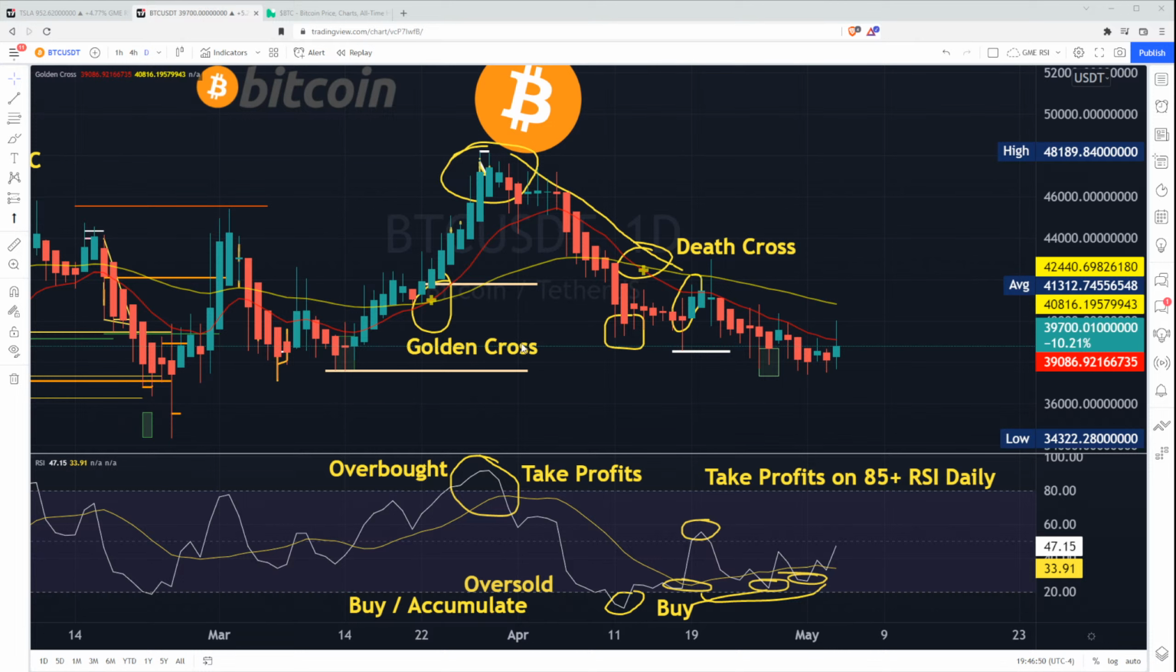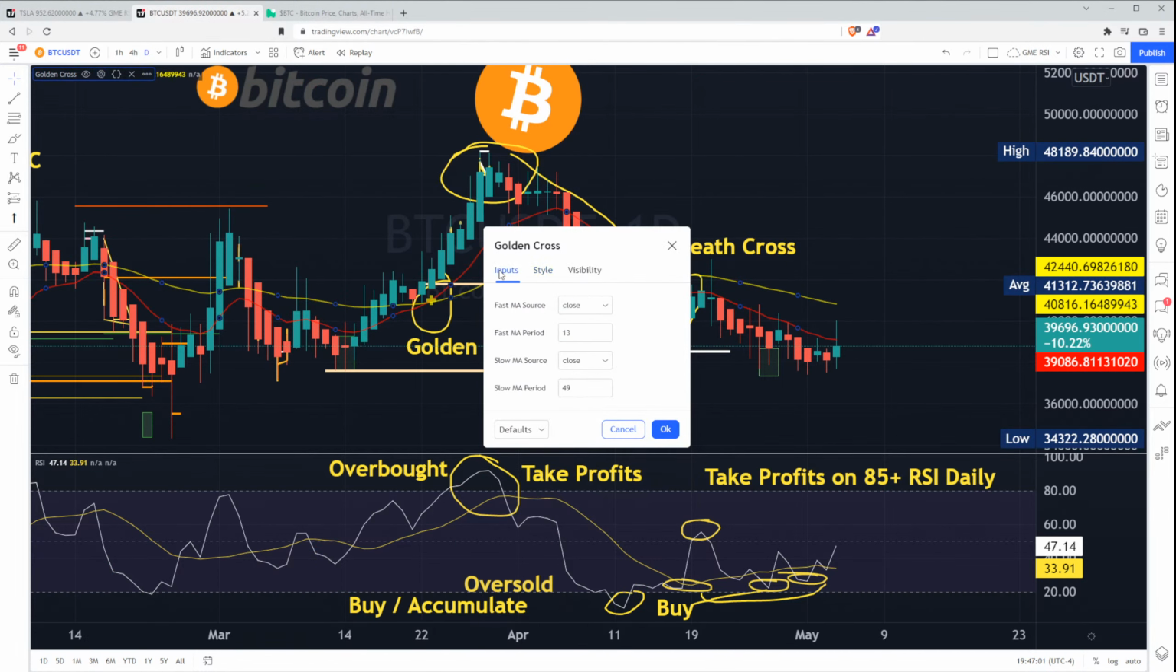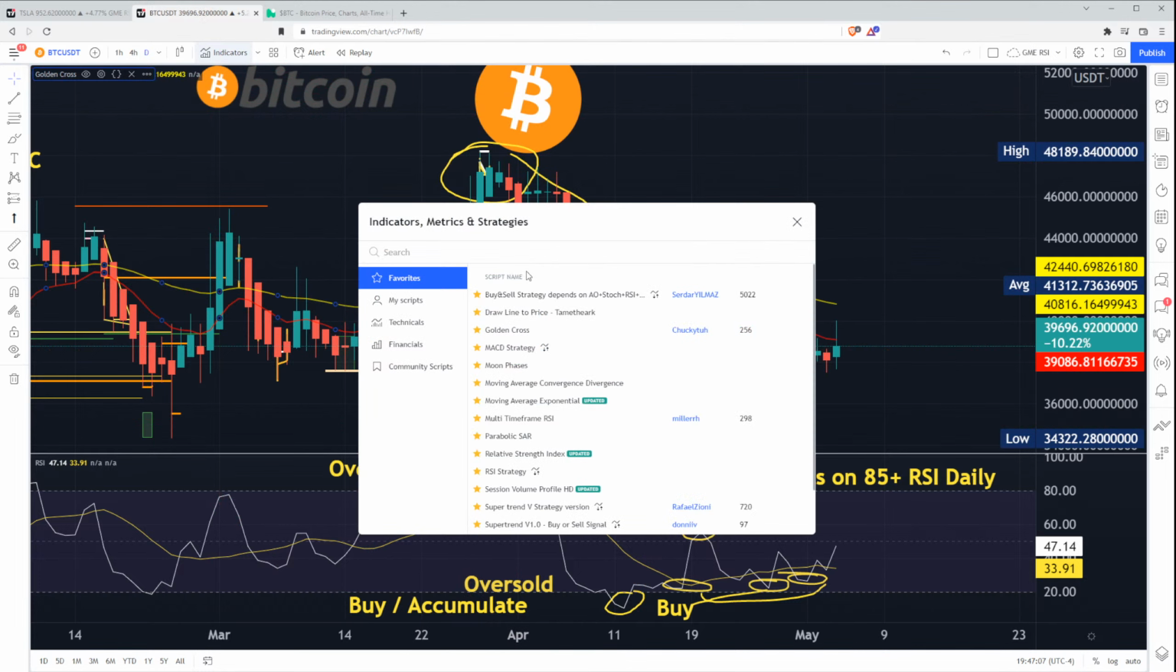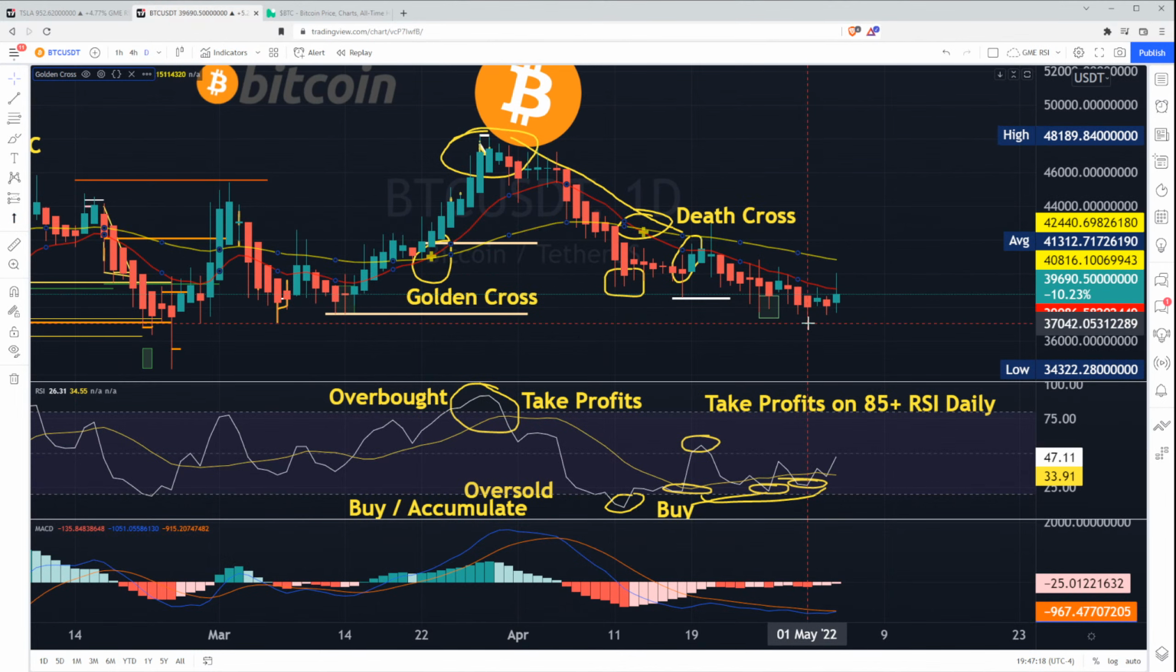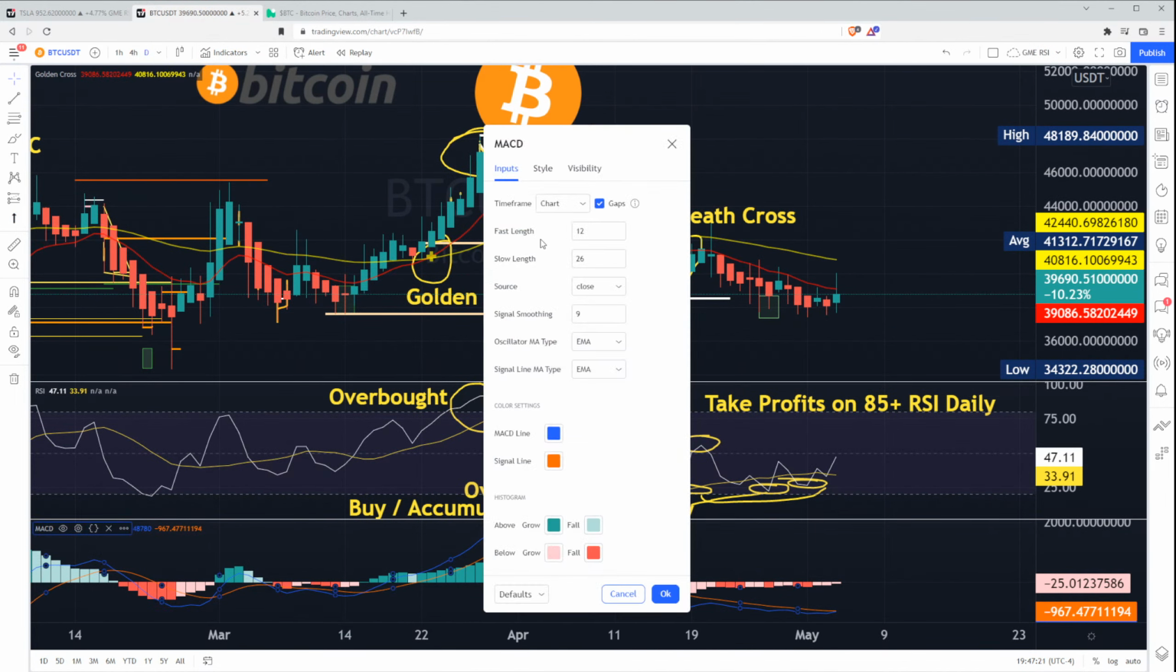Now I'm gonna bring up something real quick as well. Usually for this, so here's my settings. Let's look at the inputs. I have 13 and I have 49. So if I add the moving average convergence and divergence down here on my chart, it's called a MACD. I'm going to adjust those settings as well. I want my MACD line to be gold. I want my signal line to be white.